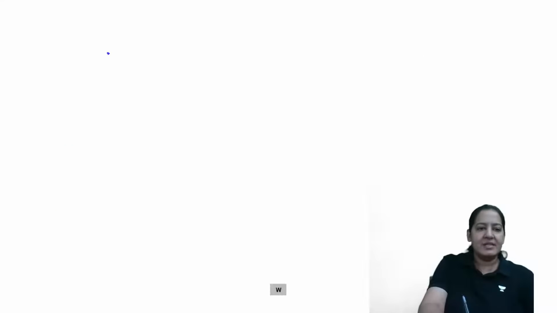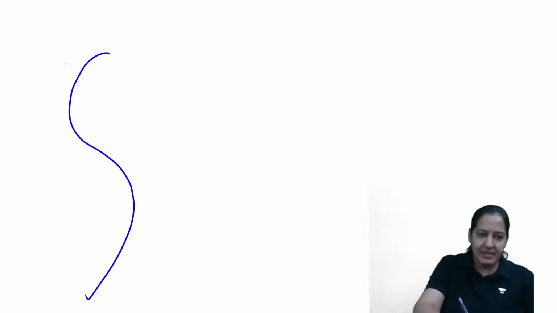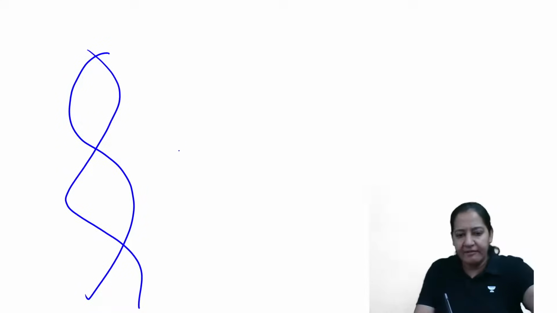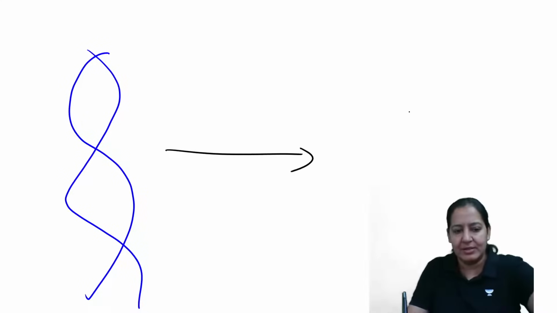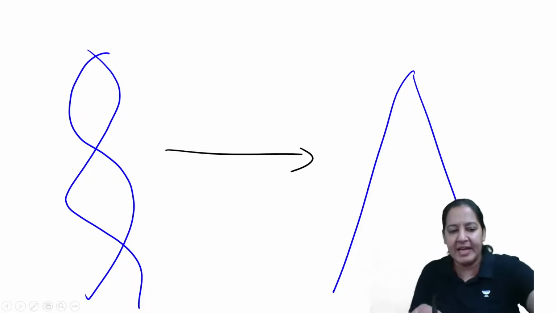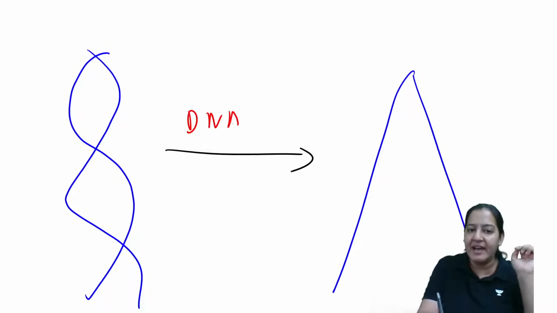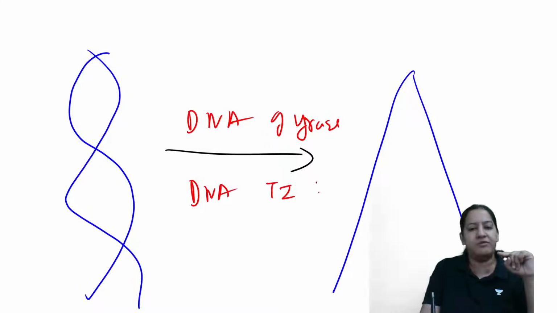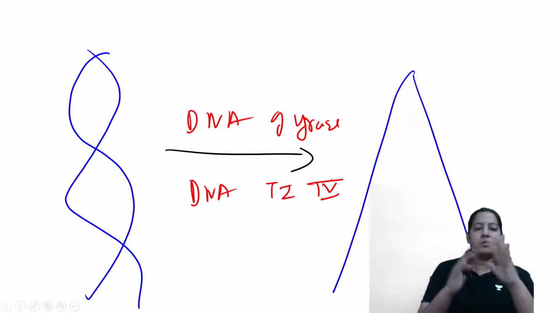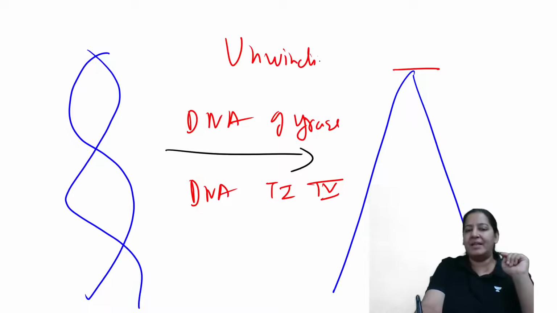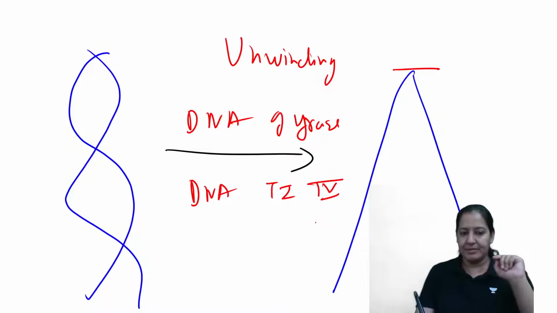So again, this is the double-stranded DNA. Let me draw the double-stranded DNA like this, and unwinding like this. So they will get separated like this. This is done by an enzyme. The name of the enzyme is DNA gyrase if it is a gram-negative bacteria. And the name of the same enzyme is DNA topoisomerase 4 if it is a gram-positive bacteria. So this step is known as unwinding. Unwinding is done by these two enzymes, right?